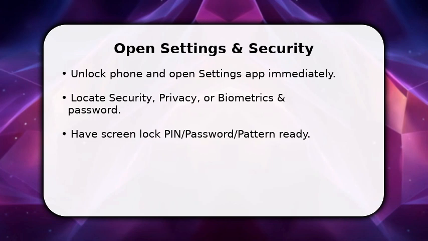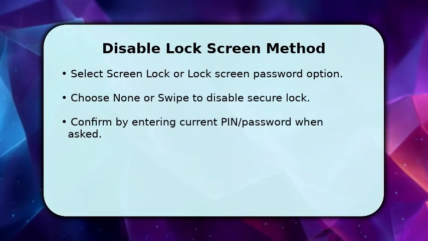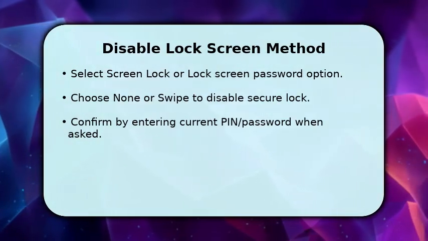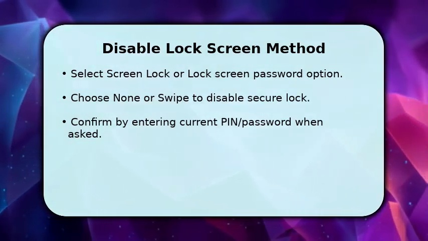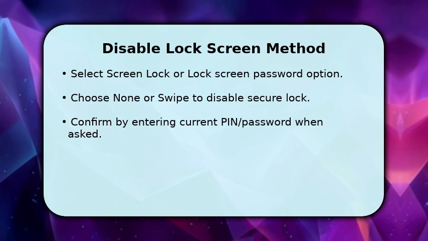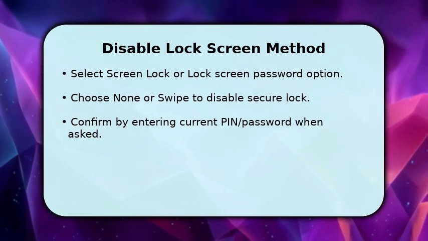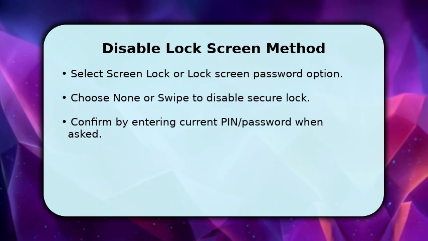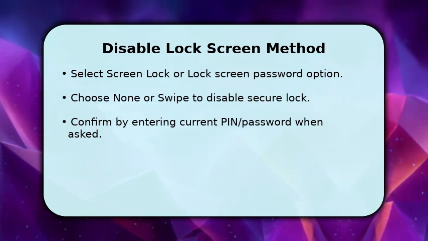So enter credentials only when prompted, and once inside Screen Lock, choose the option that lets you remove security, often labeled None or Swipe. Some Realme builds put this under Lock Screen Preferences. Tap the desired method to disable, and the system will immediately prompt for your current PIN or password to confirm.